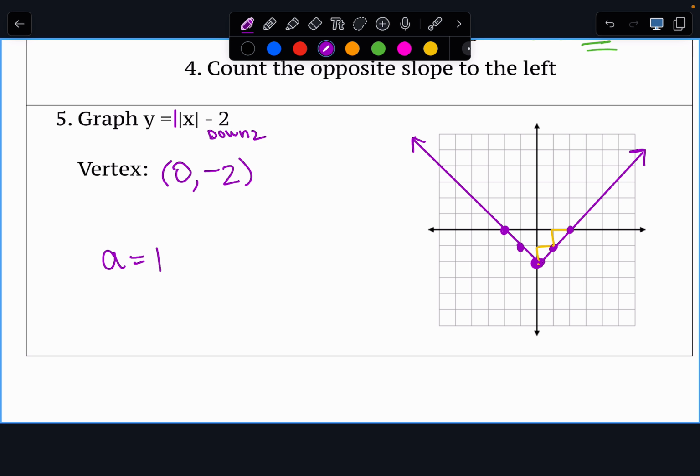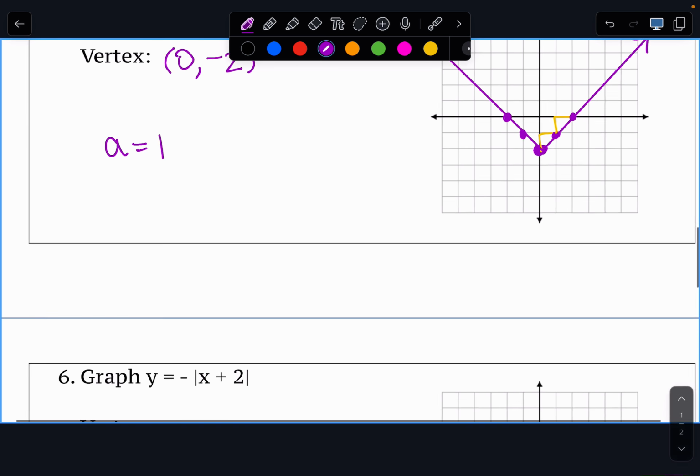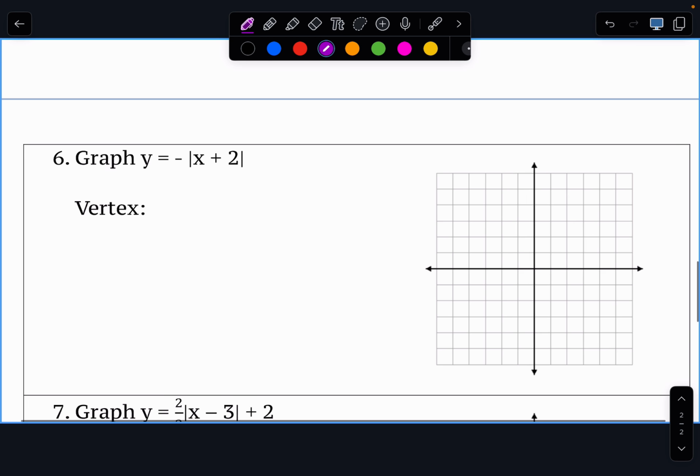How did we get A equals 1? Since there's not a number in front of the absolute value, we know it's 1. But then how did we know it? Negative 1, 1? Oh. Okay. Let's go to the next one.